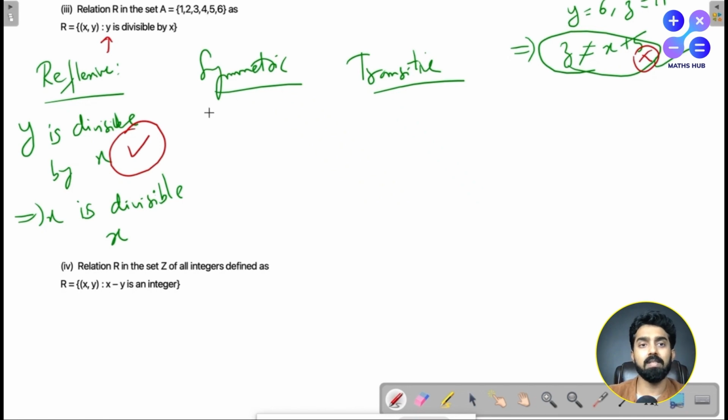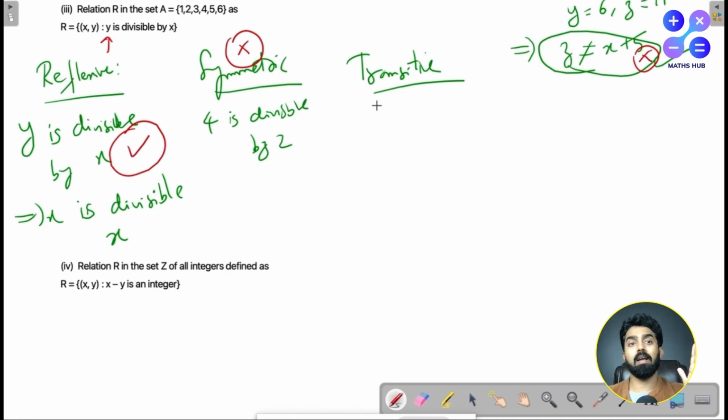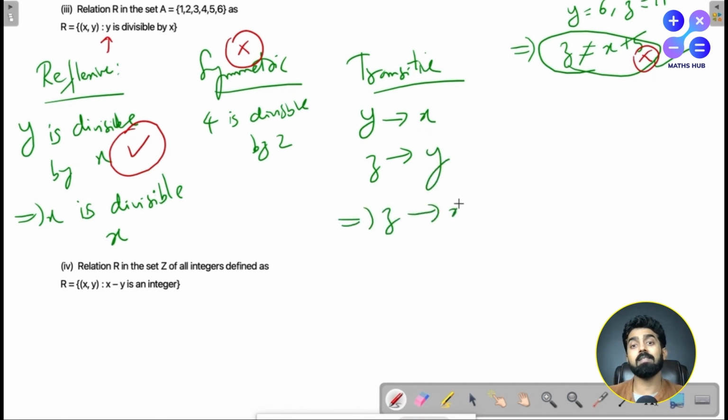So if you say 4 is divisible by 2, does that mean 2 is divisible by 4? No. So most of the time it's not going to be true. This is not symmetric. Now, is it transitive? So if you say y is divisible by x, and you say z is divisible by y, do you think z will be divisible by x?